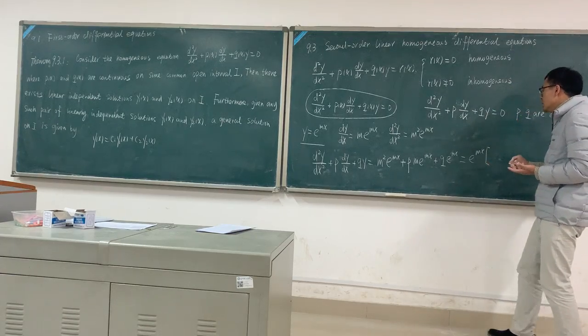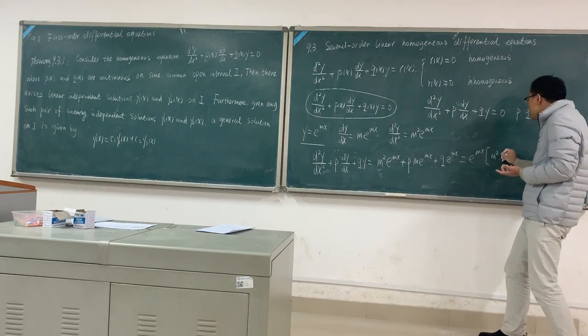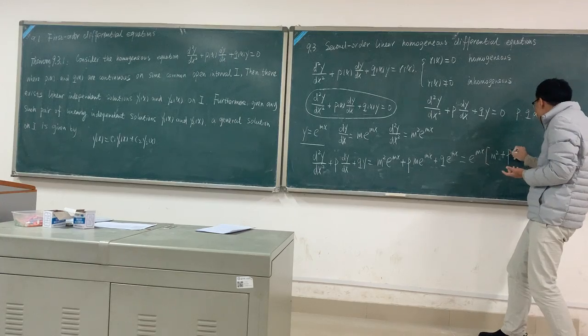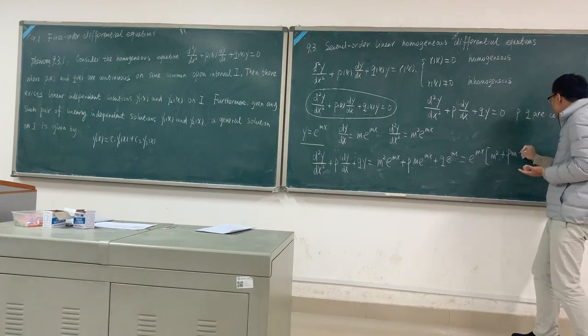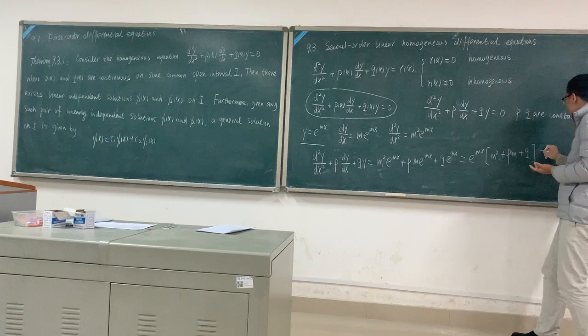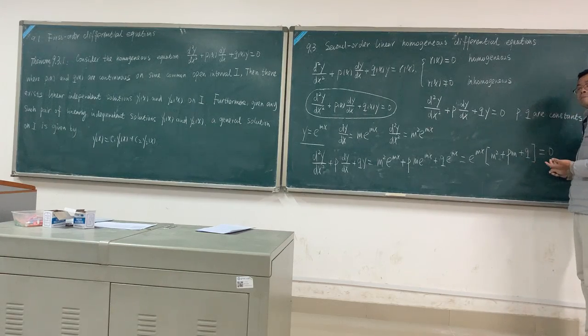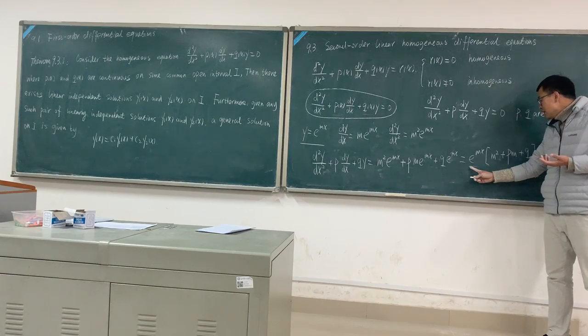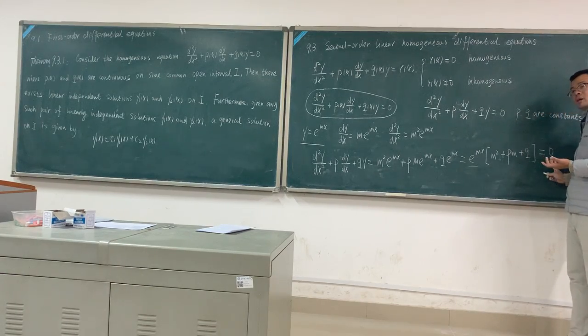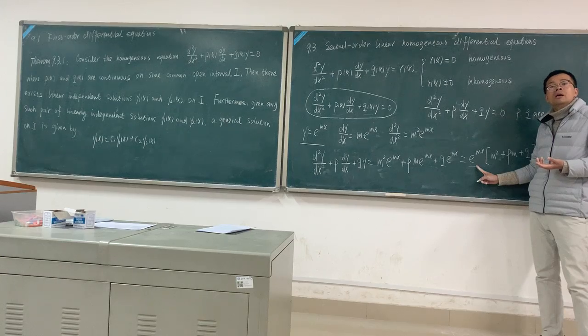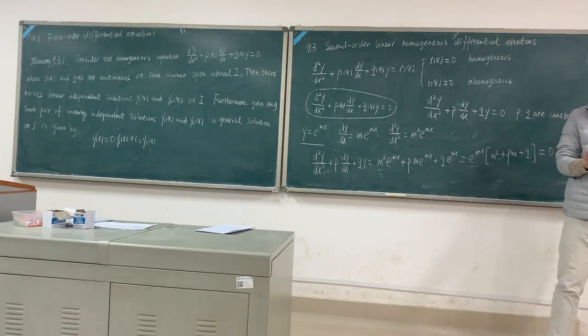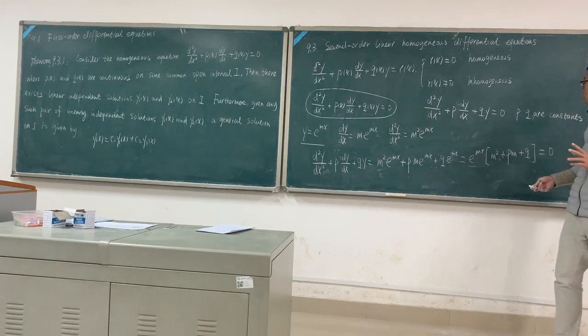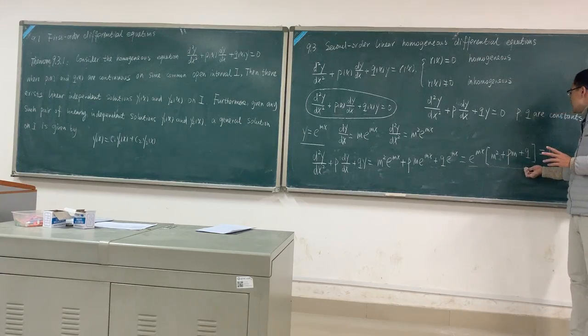Here is m squared plus pm plus q. This should be equal to 0, yes? So now we can see this factor: a number times another number equals 0. And this number, e^(mx), will not be 0. So here we have that m squared plus pm plus q equals 0.